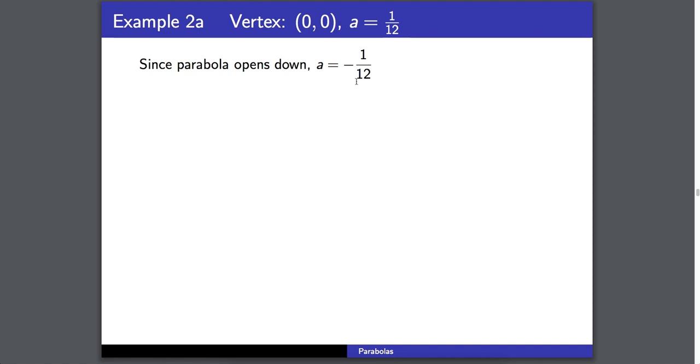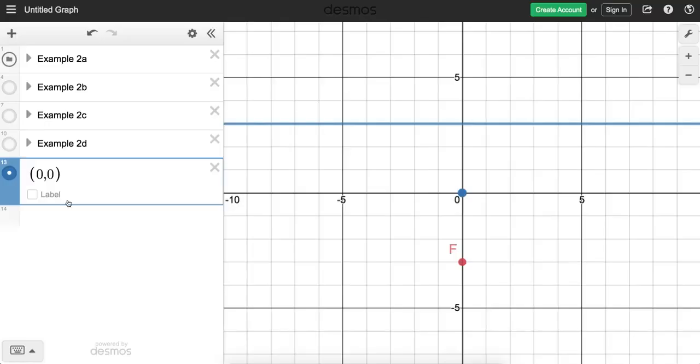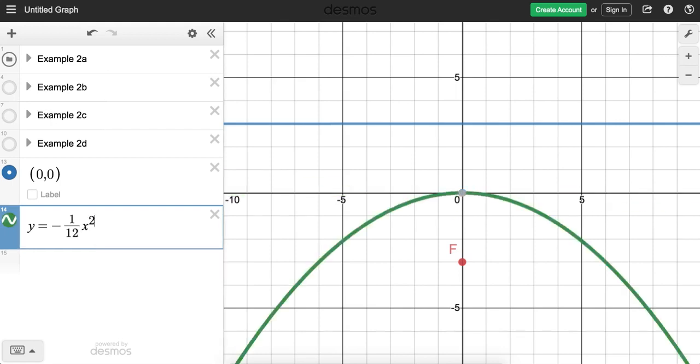So we have our value of a, we have our vertex, so we can write our equation as y equals negative 1/12 times (x minus 0) squared plus 0, which gives us y equals negative 1/12 x squared. So if we go ahead and check that, y equals negative 1/12 x squared, we have our parabola opening downward, and every point on the parabola will be the same distance from the focus point as it is from the directrix.